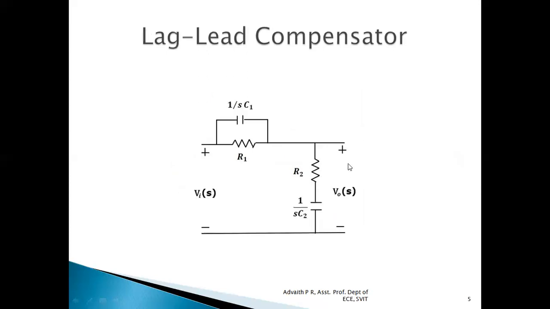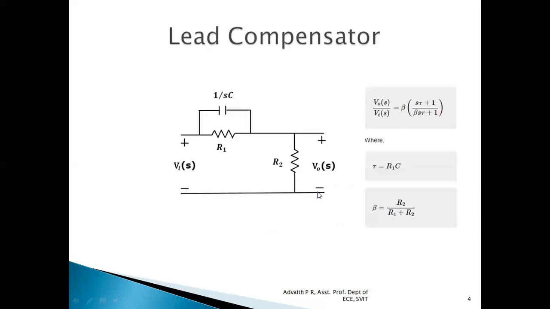There is one more compensator called the lag lead compensator, or we also call it the lead lag compensator. This lag lead compensator is an electrical network which produces phase lag at one frequency region and phase lead at another frequency region. So it is a combination of both lag compensator as well as lead compensator. This lag lead compensator circuit in S domain is as shown in this particular figure. If we observe, this lag lead compensator is a combination of both lag compensator network as well as lead compensator network.